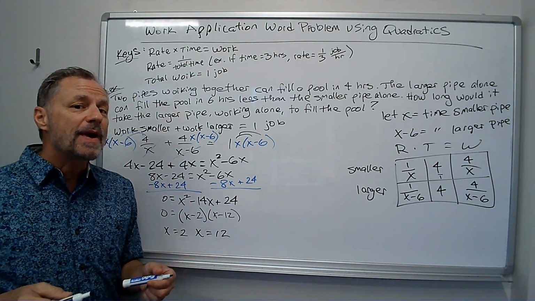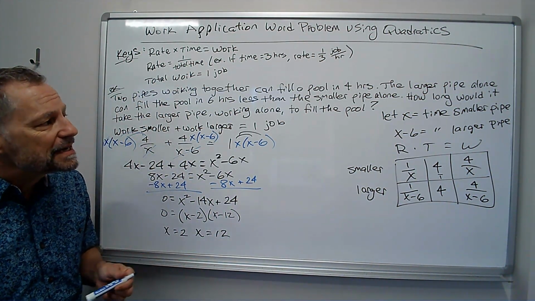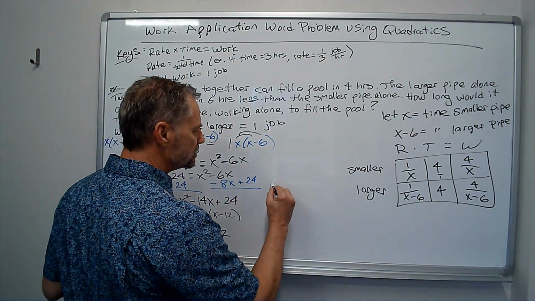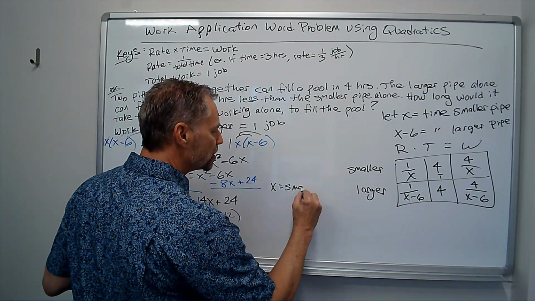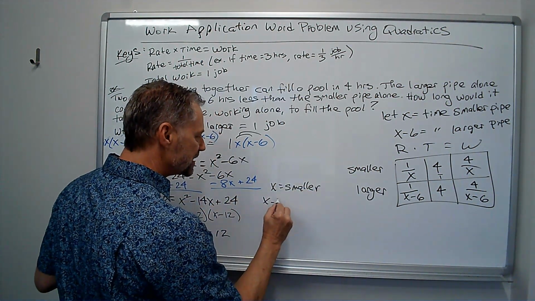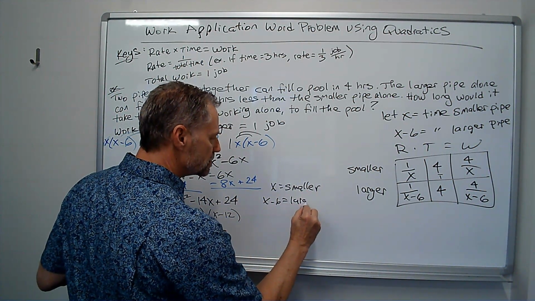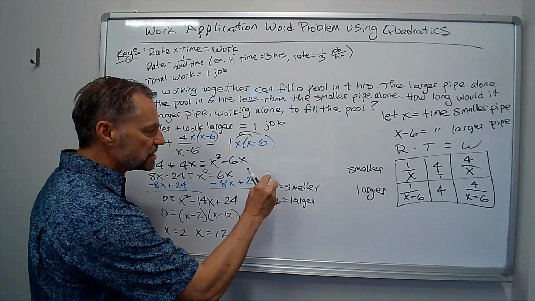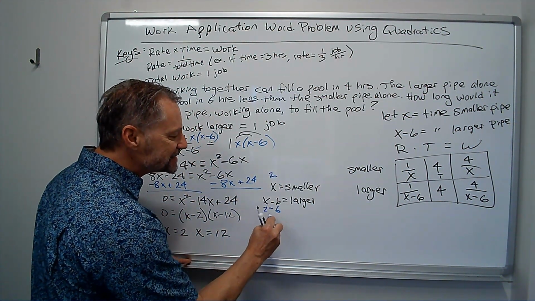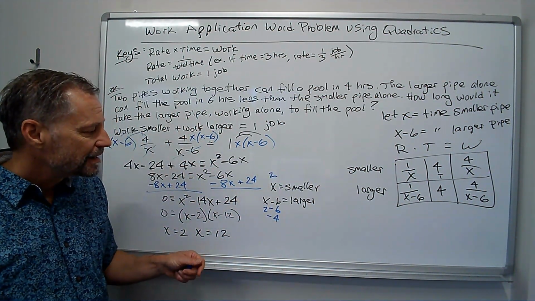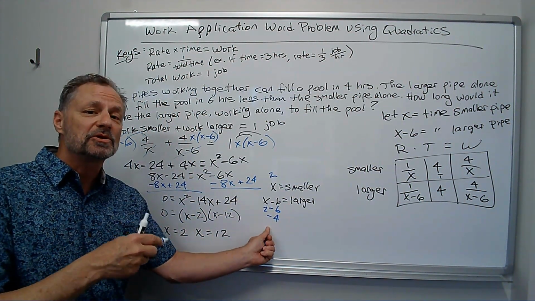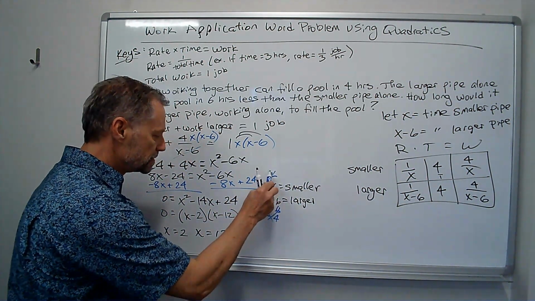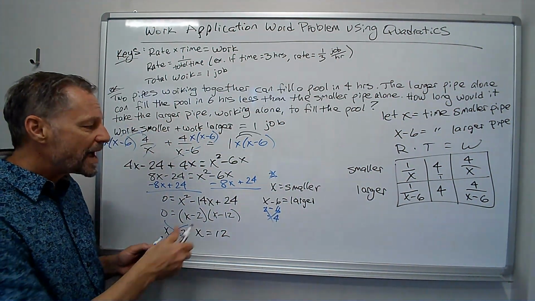Now notice I get two answers. But let's go back up here. x is the smaller pipe. We'll put it here to remind us. x is smaller. x minus 6 is larger. Well, if I put 2 in here, I'm going to get a 2 there and a 2 minus 6, which is negative 4 here. I hate to tell you, but it's impossible to fill up the pipe in negative 4 hours. That one can't work. So this can't work. So actually the 12 is going to work.